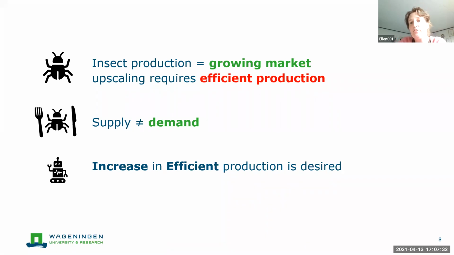So we see that insect production is a growing market. It's really a booming market with high economic potential. But we also see that upscaling requires efficient production. And currently what we see is that the supply is not sufficient, and that the demand is higher than the supply. And so we need tools to increase the insect production, and we also need tools to have an efficient and healthy increase in the production.